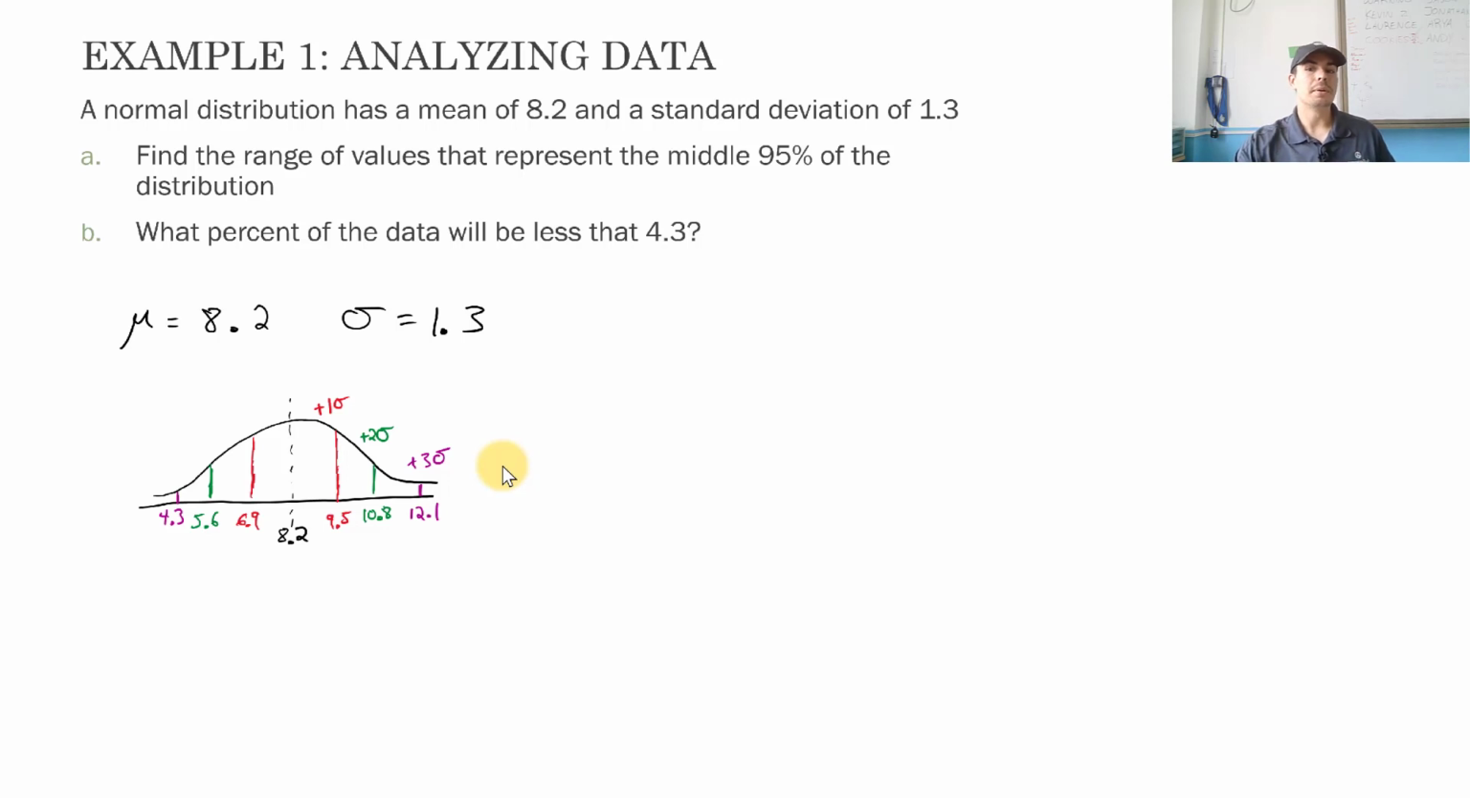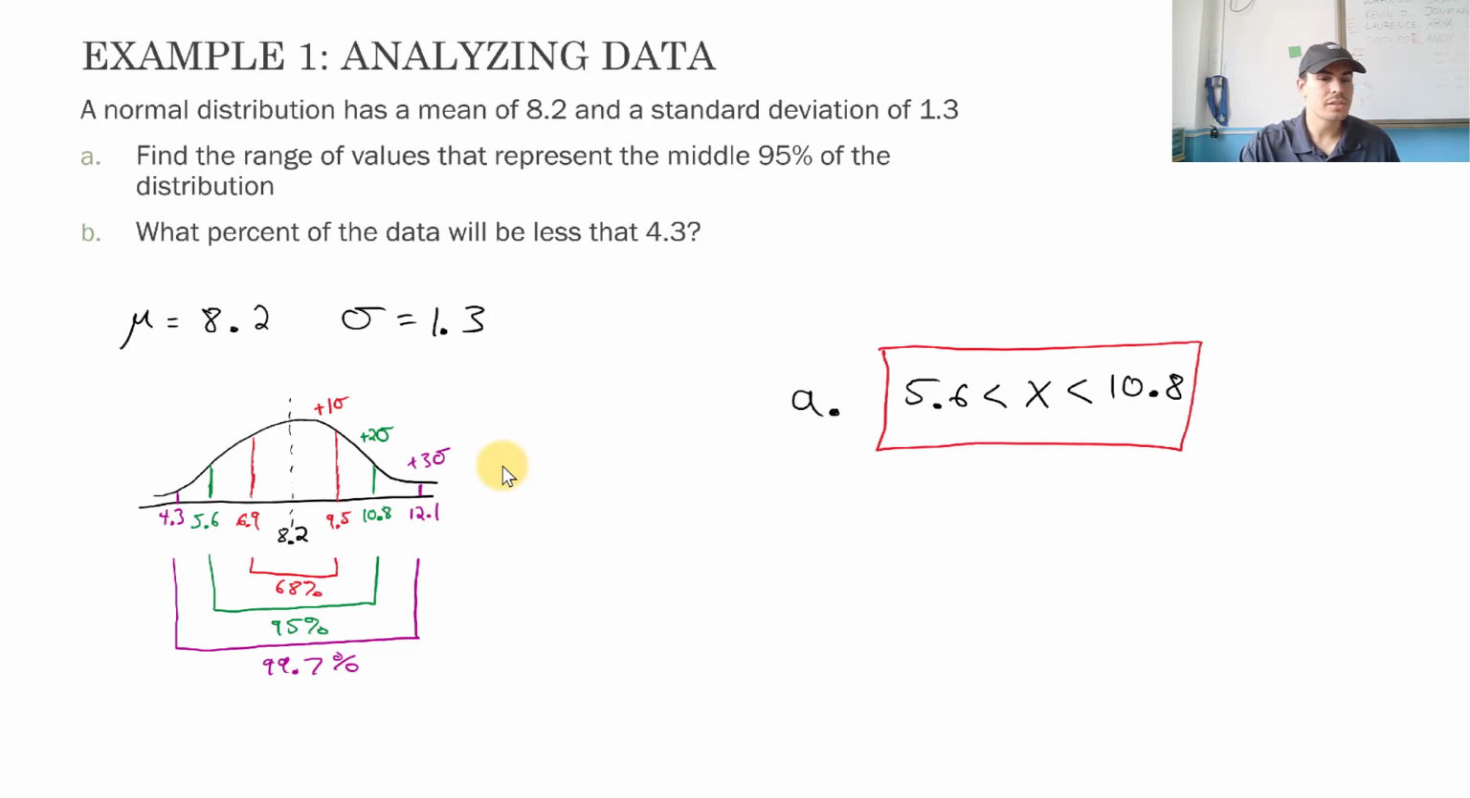Now remember, our empirical rule says that between the values of 1 sigma, that's where 68% of my data is going to lie. And then the interval for 2 sigma is where 95% of my data will lie, and 3 sigma is where 99.7% of my data will lie. So to answer part A, find the range of values that represent the middle 95% of the distribution. Well, I know that that is from 5.6 to 10.8.